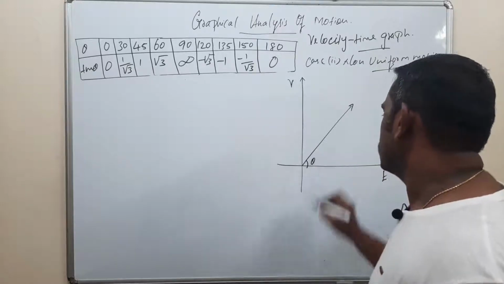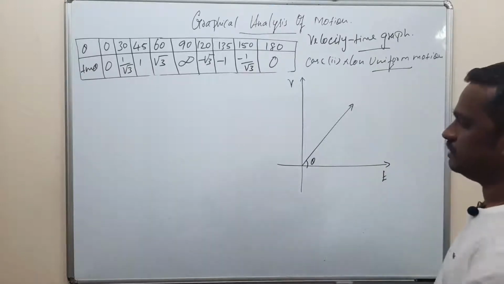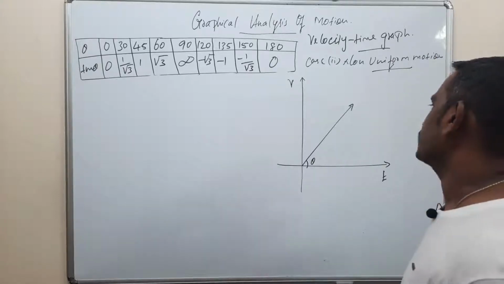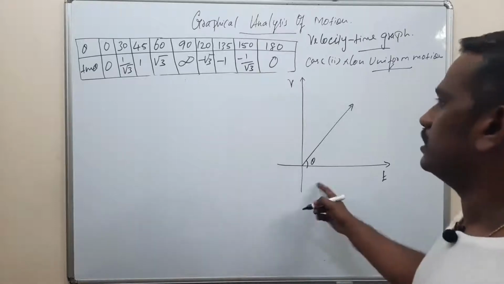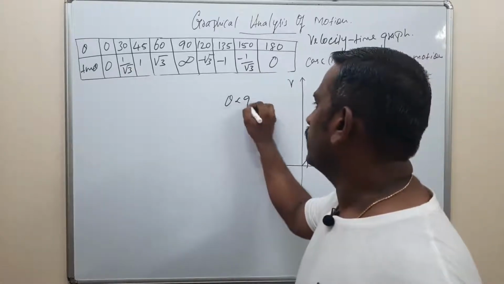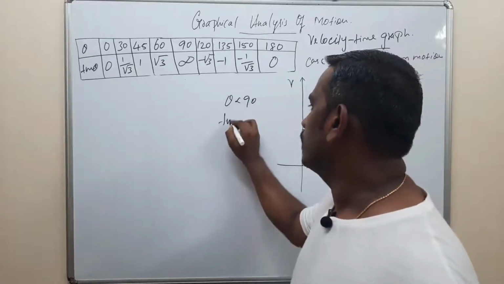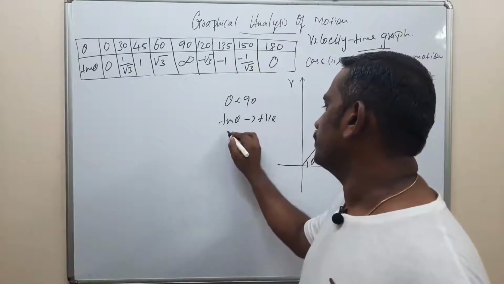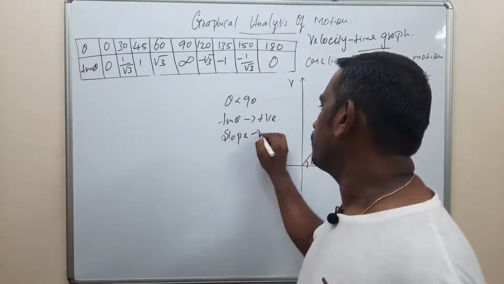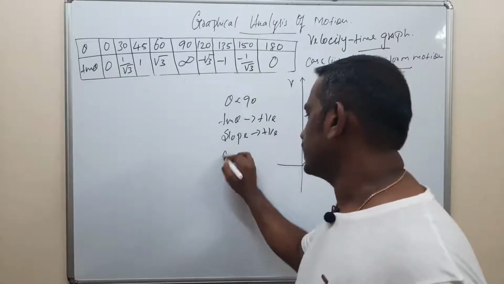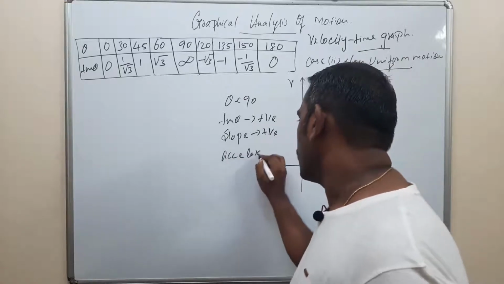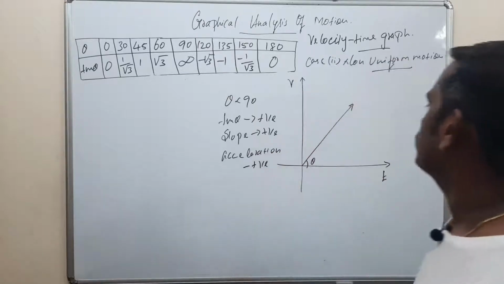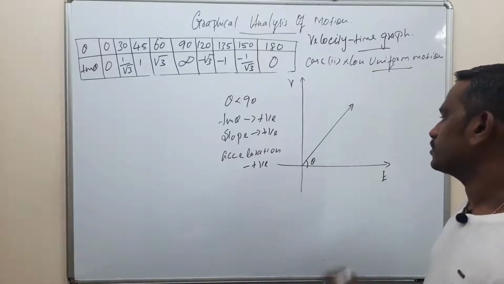So what is theta? The slope of the velocity time graph gives the acceleration. Here theta is less than 90 degrees, so tan theta is positive, the slope is positive. So acceleration is positive.